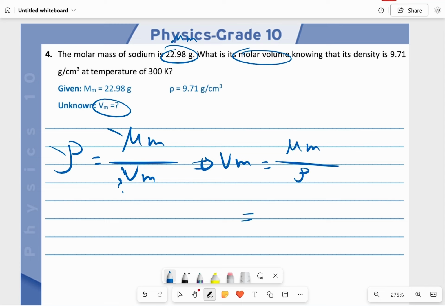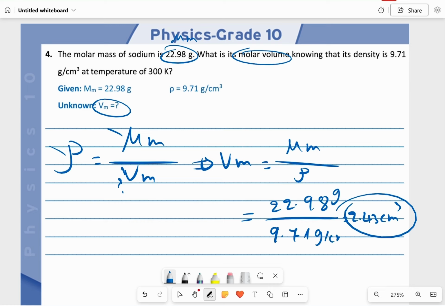So this one will be 22.98 divided by 9.71. I think you will get 2.43 centimeters cubed. This is gram, this is gram per centimeter cubed. Grams cancel, so you have centimeter cubed.